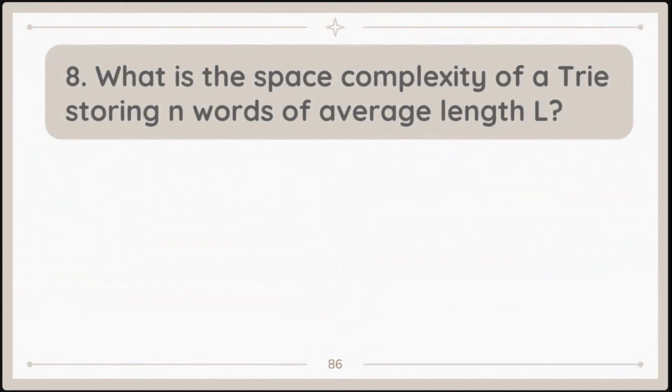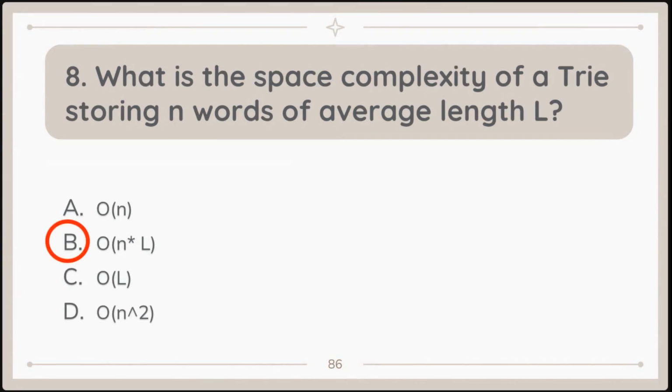Next, what is the space complexity of a trie storing N words of average length L? A. O(N). B. O(N times L). C. O(L). D. O(N squared). B is the correct answer.